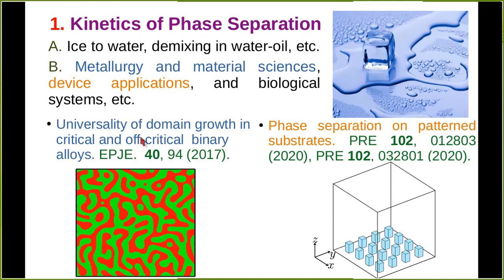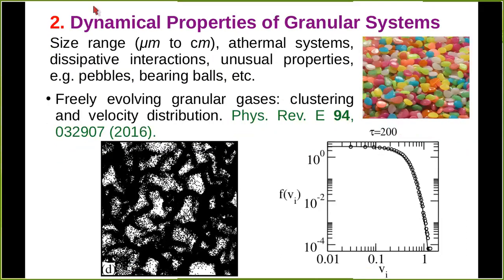These are the key problems I have done in this context. First, I have studied universality of domain growth in critical and off-critical binary alloys, which are useful in understanding ordering kinetics observed in metallurgy and material sciences. And then I have studied phase separation on patterned substrates, like physically patterned substrates or chemically patterned substrates, which are useful in device applications. Let us now move to the second topic, dynamical properties of granular systems.